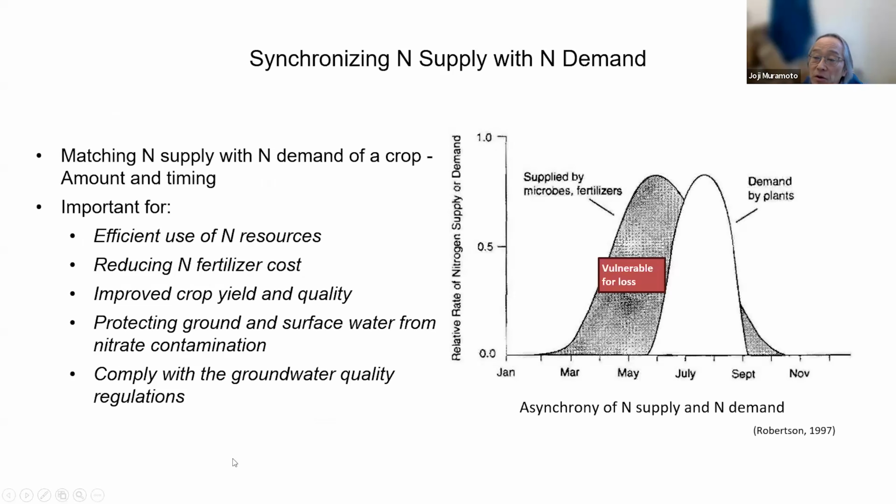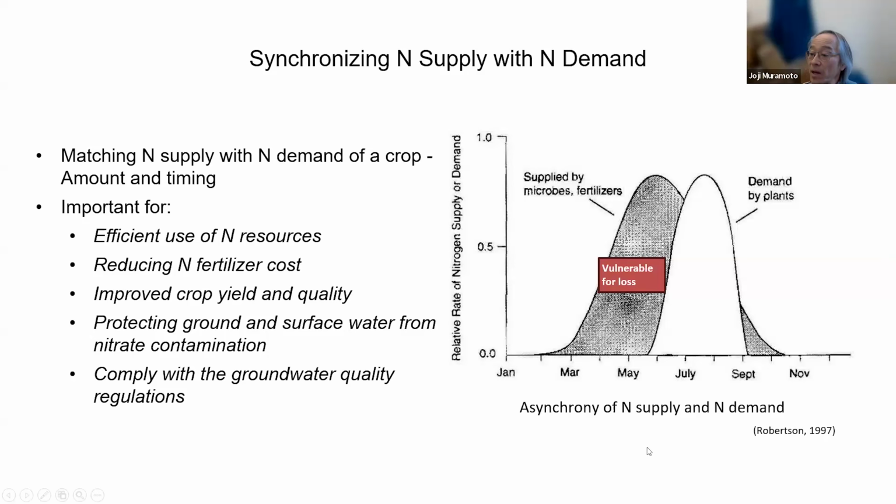Now, synchrony is an interesting word, but it's a common sense concept. Synchronizing nitrogen supply with nitrogen demand is important. And that means matching nitrogen supply with nitrogen demand of the crop in terms of amount and timing.